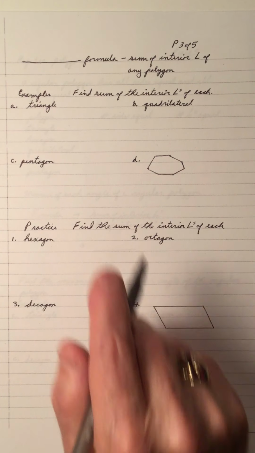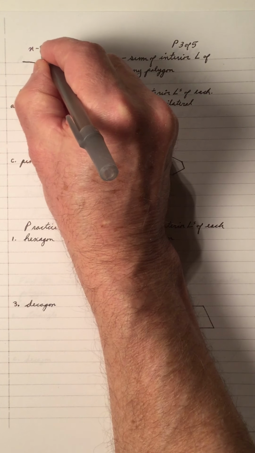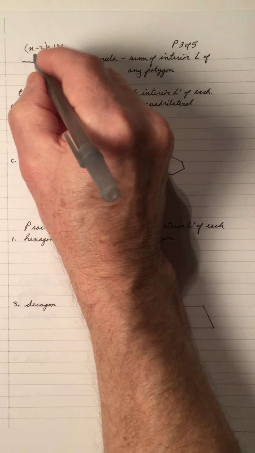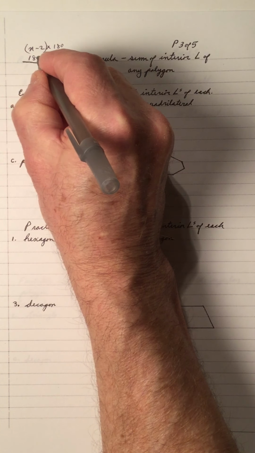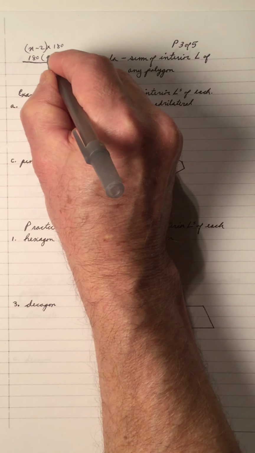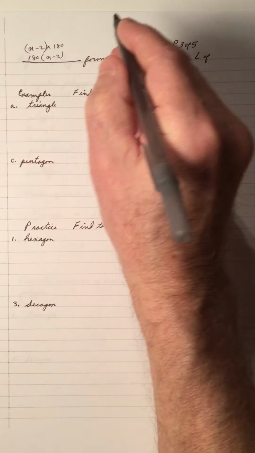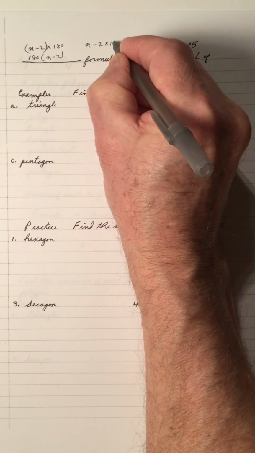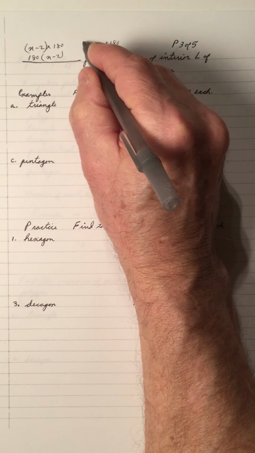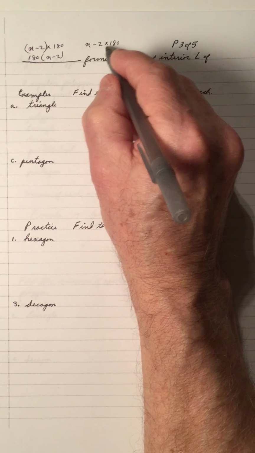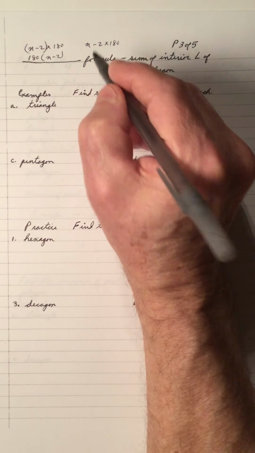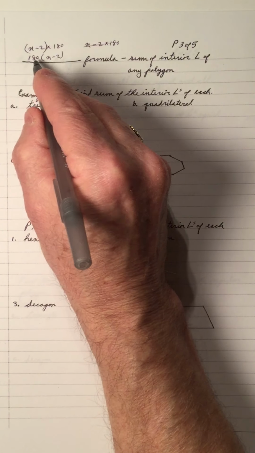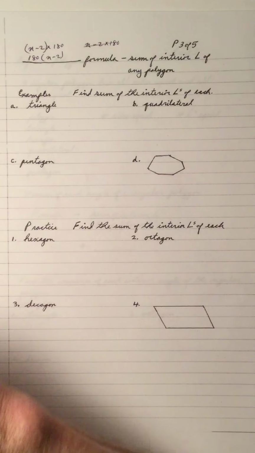Write that formula down again. You can write down n minus 2 times 180, or I like to put the 180 in front. Because what happens if you go n minus 2 times 180 and you don't put the n minus 2 in brackets? Then this is n minus 360. So I prefer to go 180 times n minus 2. That's just me.